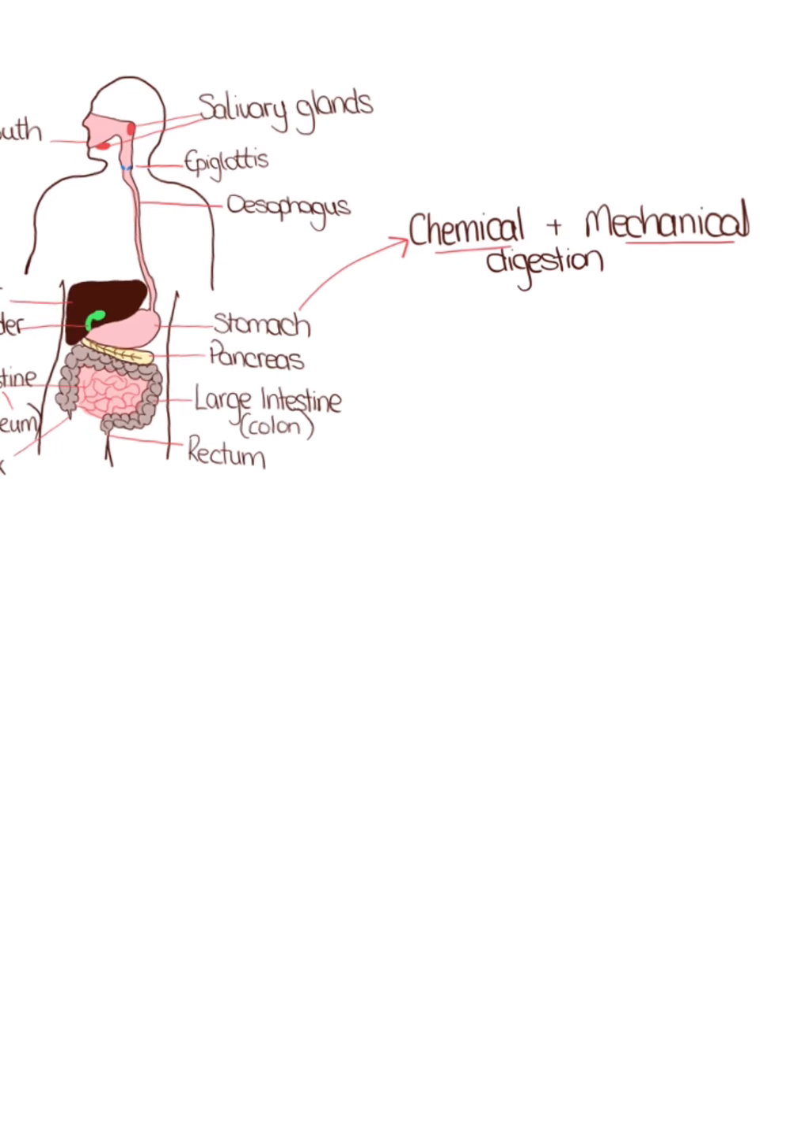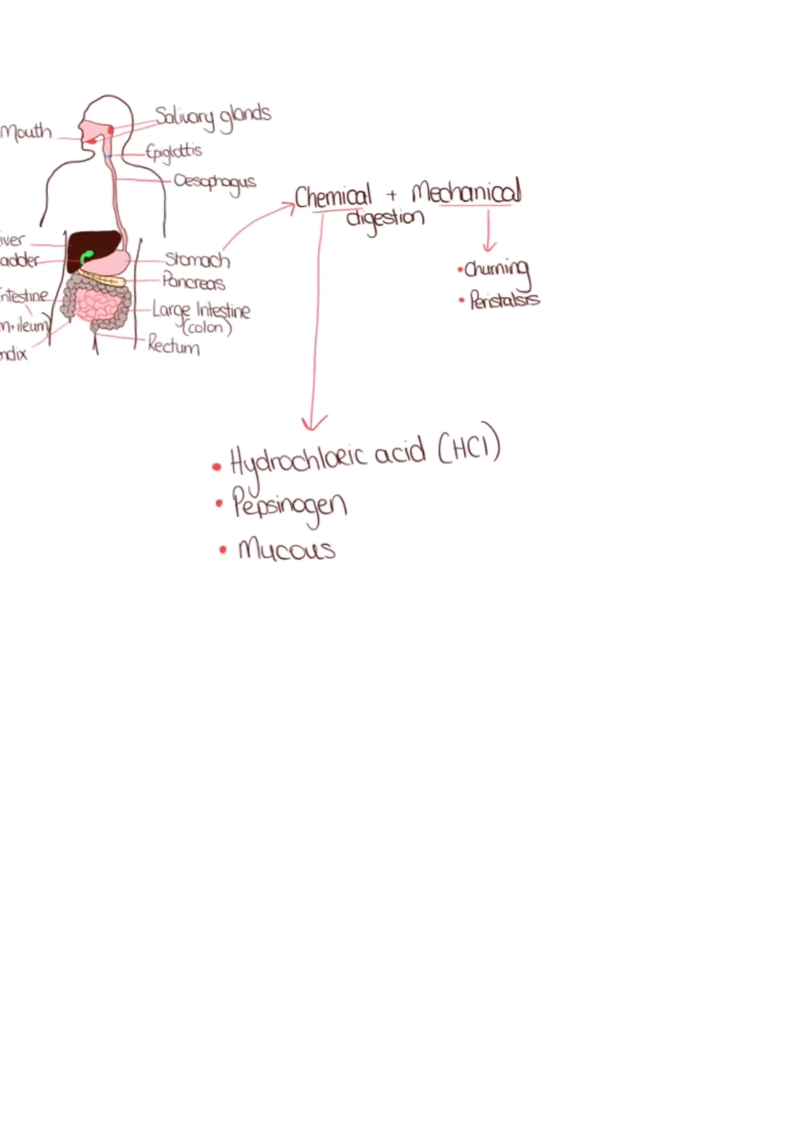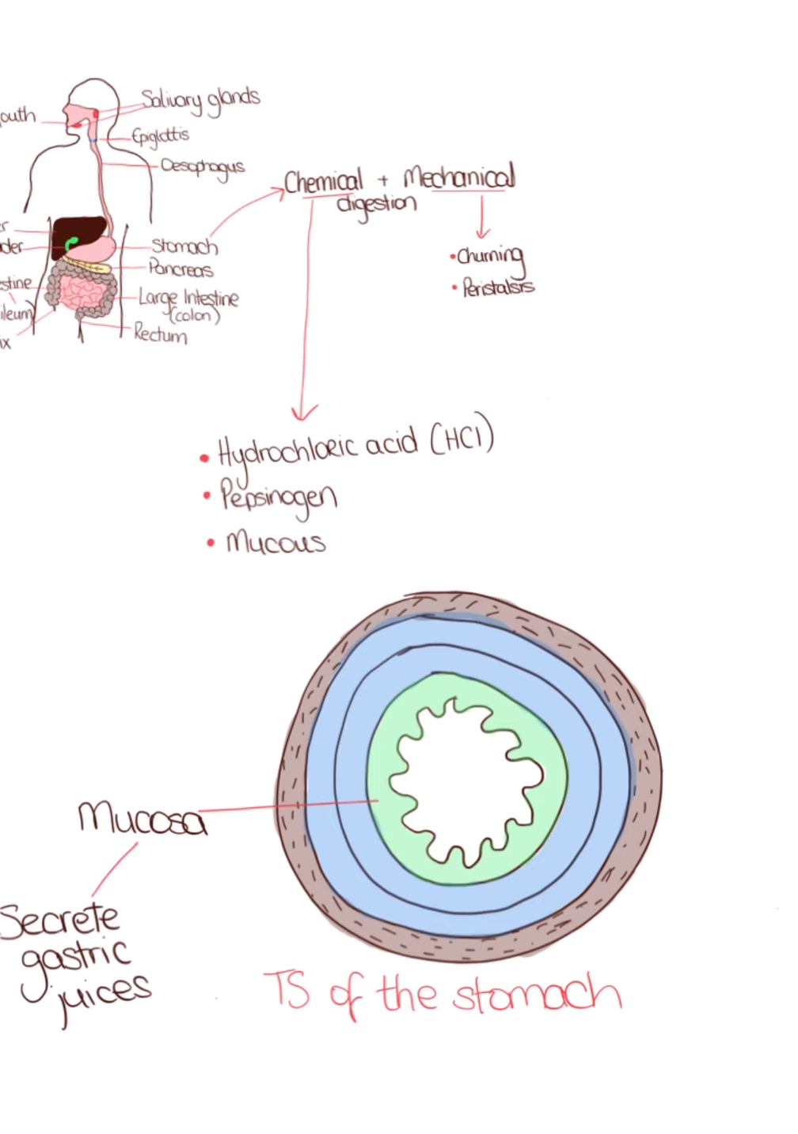The food is mechanically digested by the churning of the food in the stomach and by peristalsis. The stomach produces various substances to chemically digest the food. These include hydrochloric acid, pepsinogen and mucus. The stomach is made up of numerous layers. The innermost layer is called the mucosa. The mucosa contains cells that secrete gastric juices into the stomach.